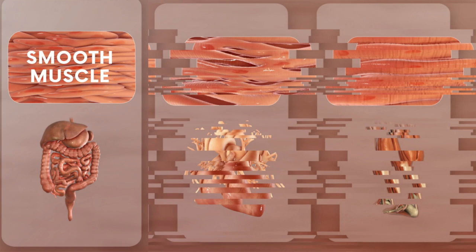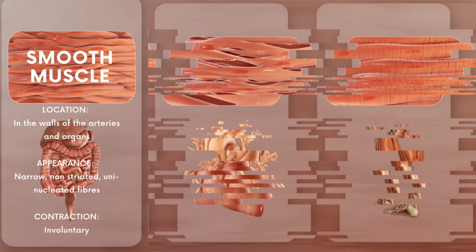Firstly, we need to know about smooth muscle. Now, smooth muscle is located in the walls of your arteries and in the walls of your organs. It is an involuntary muscle, meaning you do not choose for these muscles to work. You don't eat food and then tell your small intestine to push food through it, or tell your blood vessels to constrict. It's involuntary, they happen naturally.